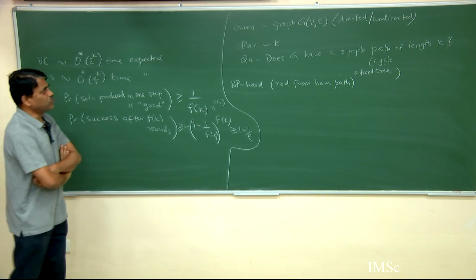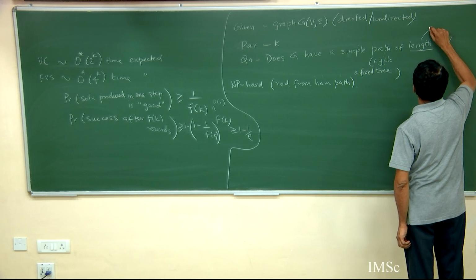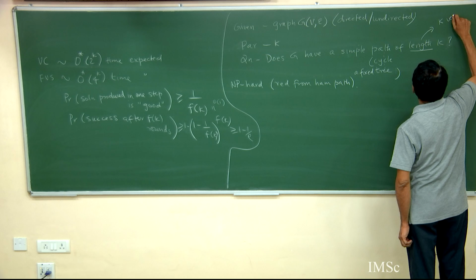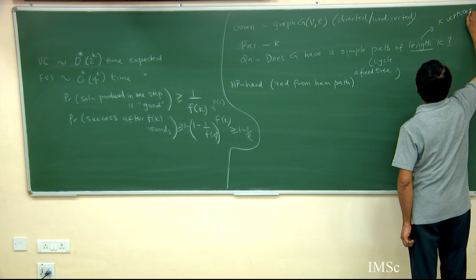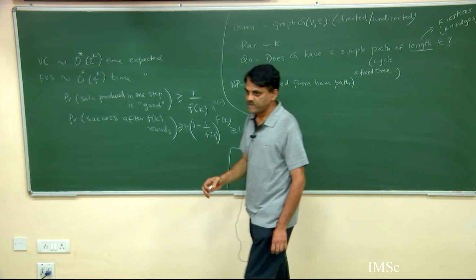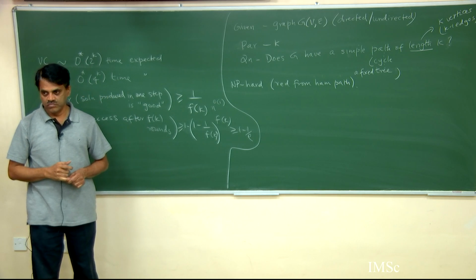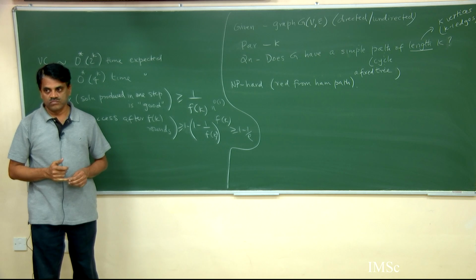Okay. So, let me also make it clear, what does length mean? Let's make the convention k vertices, or k minus 1 edges. So, what did you say? We can choose k vertices and see if there is a path from U to V.